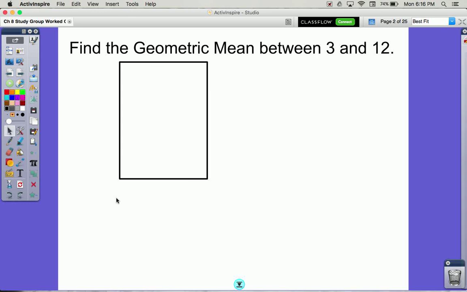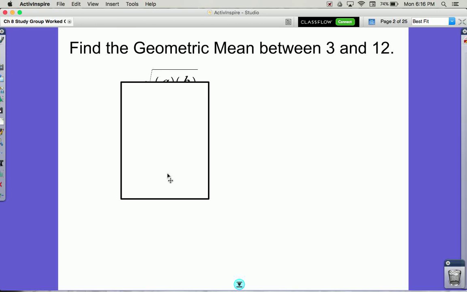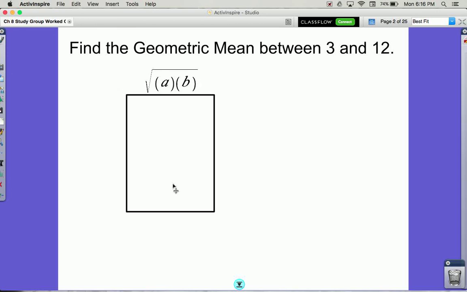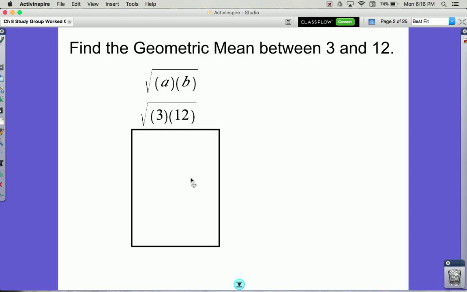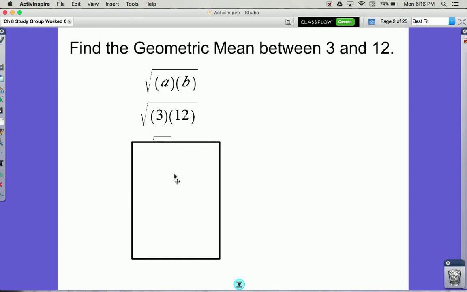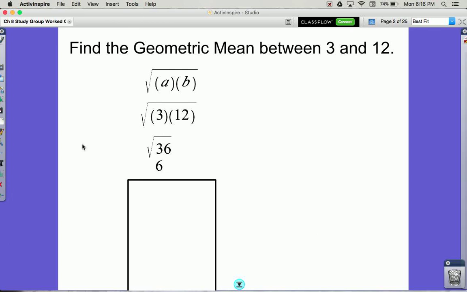So first problem, find the geometric mean between 3 and 12. In order to find the geometric mean, you multiply the two numbers and take the square root of that. So this is the square root of 3 times 12, and 3 times 12 is 36. So this is the square root of 36, which is 6.